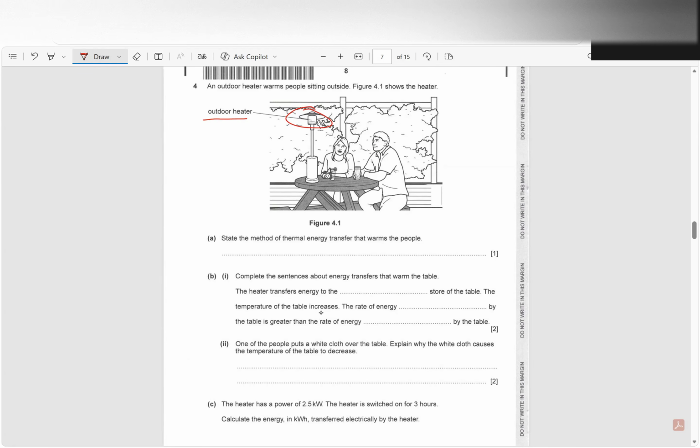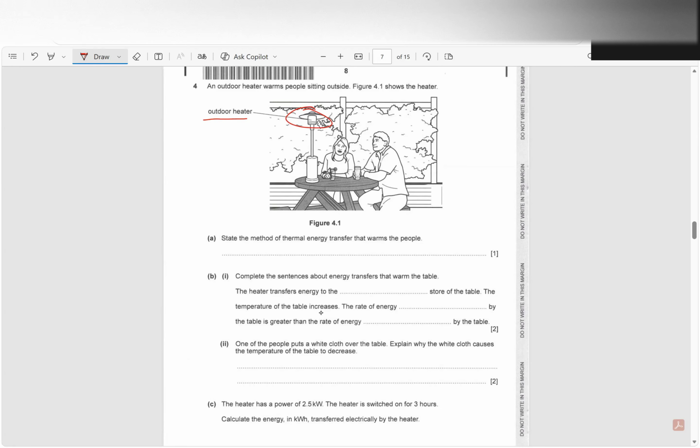So we already have three methods: conduction, convection, radiation. Which one works here? Not conduction, because for conduction to be the method of heat transfer, we need to understand that the particles must be in contact with each other. Here, obviously, the people and the heater are not in contact with each other. So conduction is never going to be the right method. Conduction, big no.